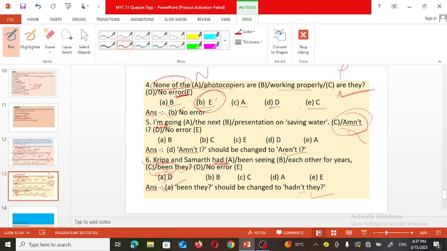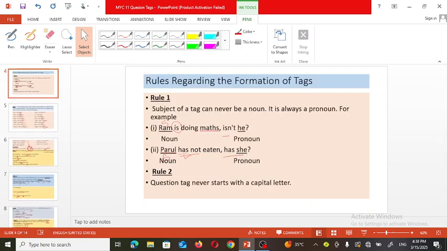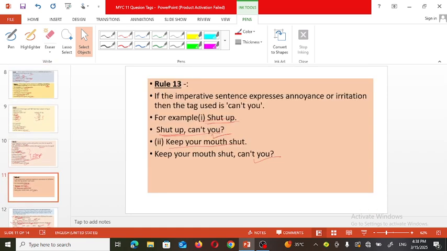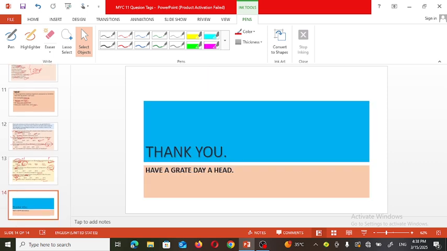So here you can see how this knowledge about question tags can be used while attempting these questions in your exam.